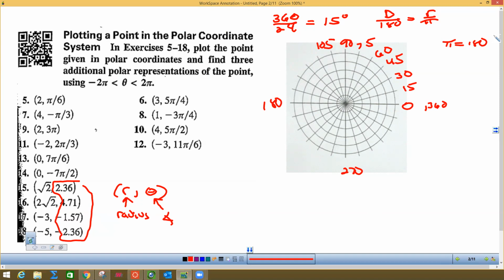Hold on. We're going to do number 11 first. Looking at number 11, my r is negative 2, and my radians are 2 pi over 3. I'm going to take 2 times 180 divided by 3, and that gives me 120 degrees. So I'm going to keep going to this next tick mark, which is 120. Does anybody have a question so far? Now, we normally go in one direction for positive angles. Positive angles go in one direction around the circle. What's the correct word?